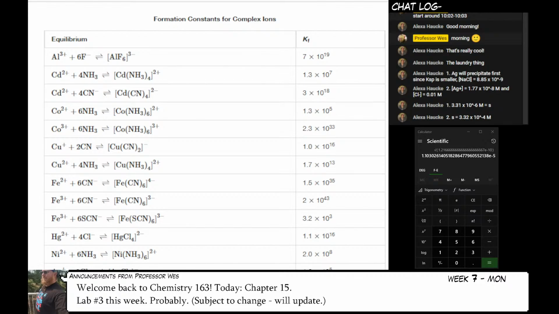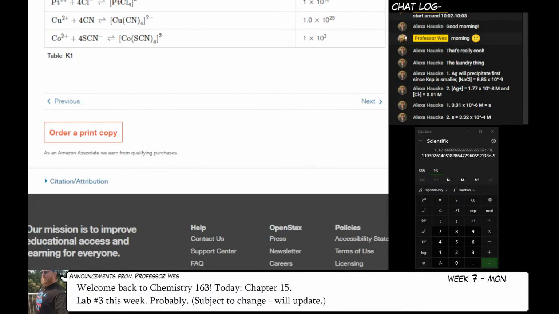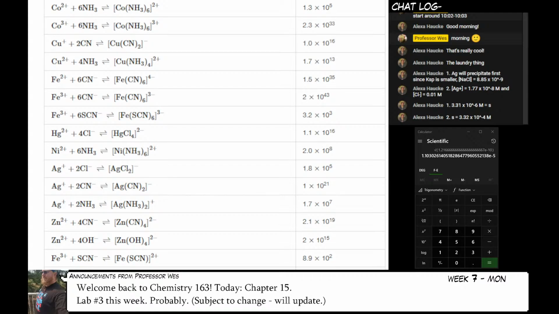I've already found a typo. There should be a minus on the cyanide, like all the other ones have one. But these are all ginormous numbers. And that's it. That's all of them. There are tons of them out there, but your textbook only has these here.